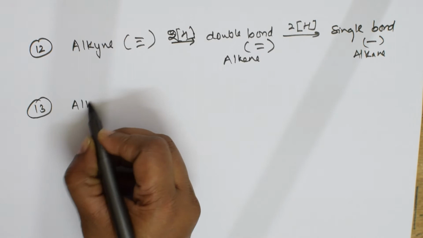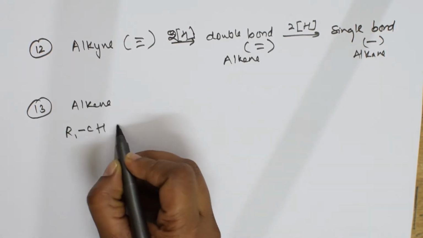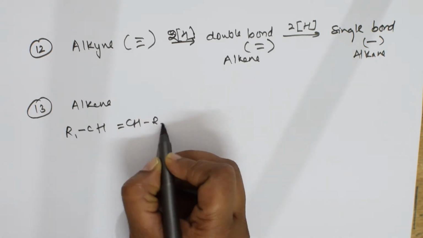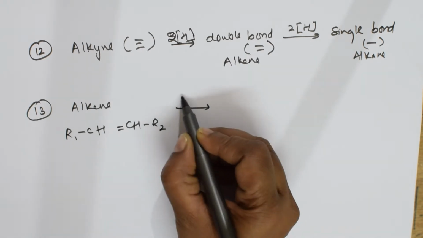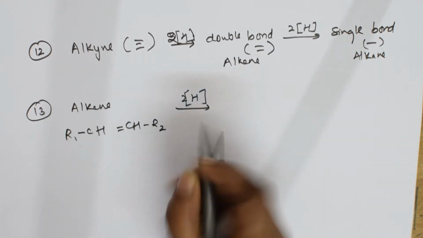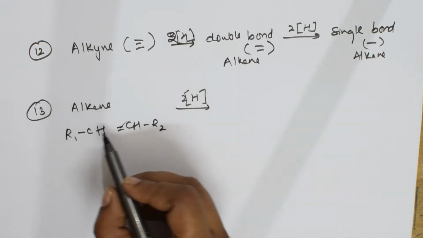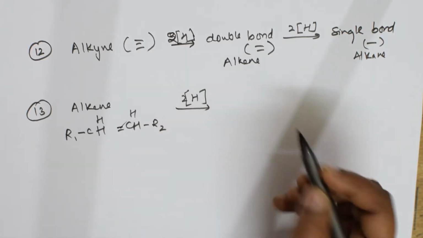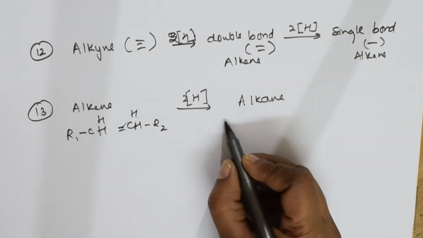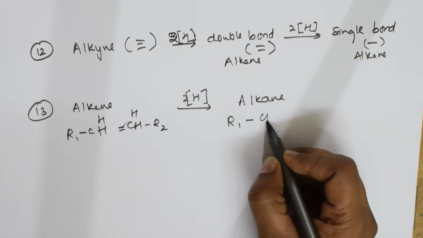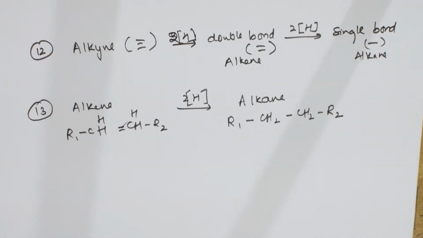Now an alkene is given. Let me take one example. Suppose R1 CH double bond CHR2. Now this is an alkene, isn't it, with two different alkyl groups. I need to add the reduction process, that is two hydrogens, right? So what will happen? The double bond is broken here, correct? One hydrogen adds here and one more hydrogen adds here. What do I get? The alkene, on reduction, becomes an alkane. What is the formula? R1 CH2 CH2R2. This is an alkane.